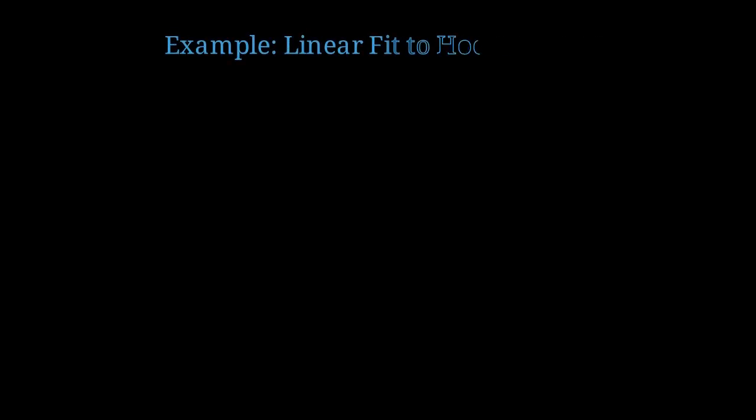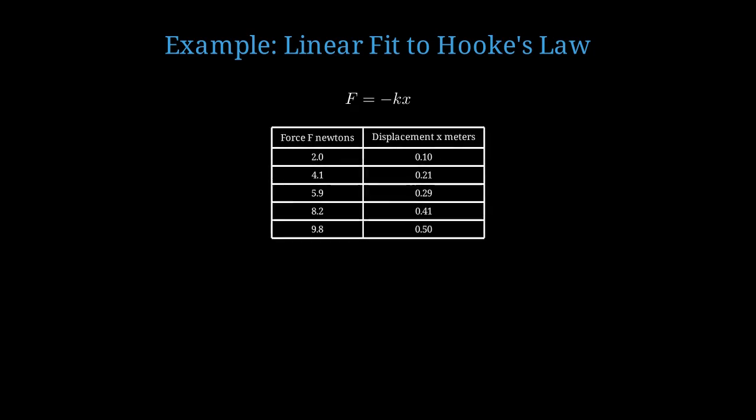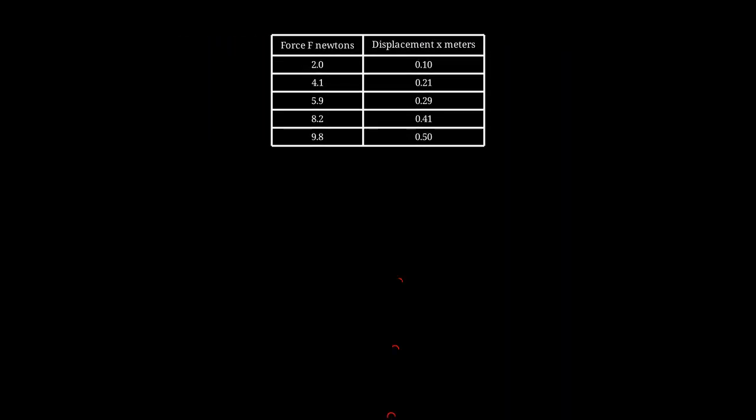Let's work through a concrete example. Suppose we're testing Hooke's law for a spring. Force equals minus k times displacement. The model is F equals negative kx, where k is the spring constant we want to determine. We collect data by hanging different masses from the spring and measuring the displacement. Here's our data table with force in newtons and displacement in meters. When we plot this data and find the best fit line, we get a spring constant k of approximately 19.8 newtons per meter.